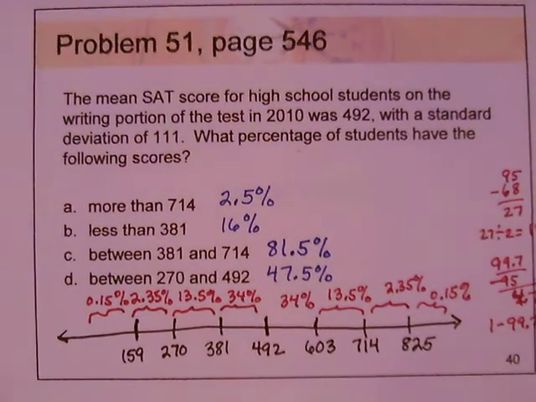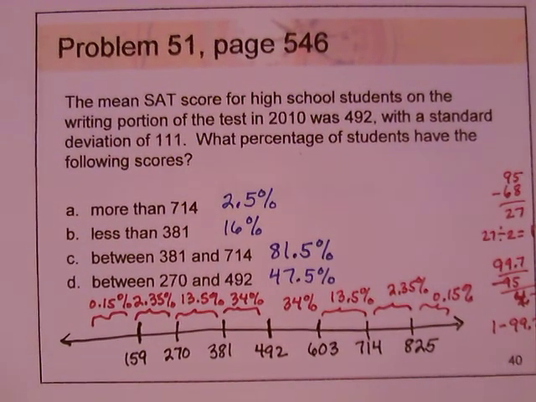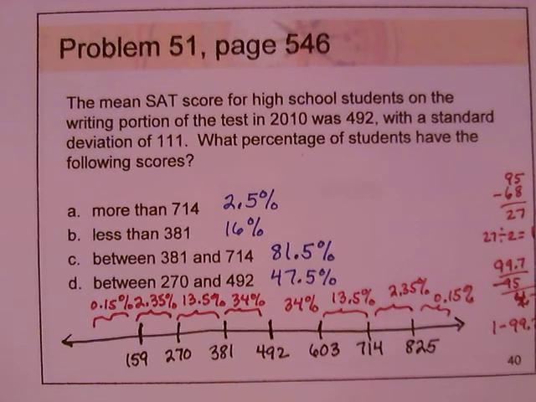Okay. The mean SAT score for high school students on the writing portion of the test in 2010 was 492 with a standard deviation of 111. What percentage of students have the following scores? So in part A, we'll start with more than 714.